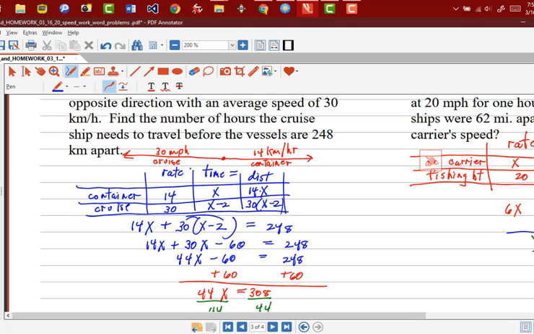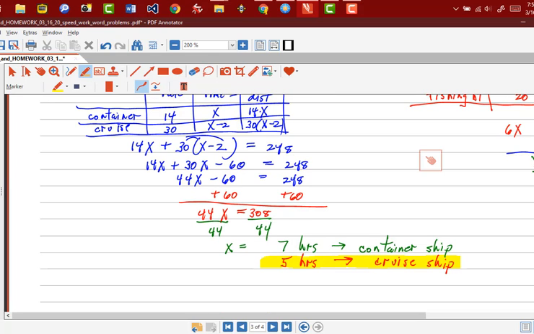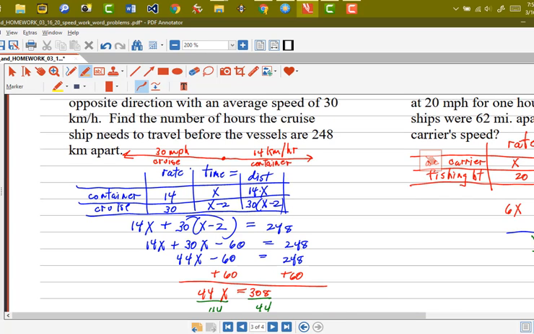So if they're going in opposite directions, you would add their distances together to get the total distance, which is 248. So this is our equation: 14x plus 30 times x minus 2 equals 248. Then I'm just going to solve that equation for x, and I get x equals 7. So that's the container ship.